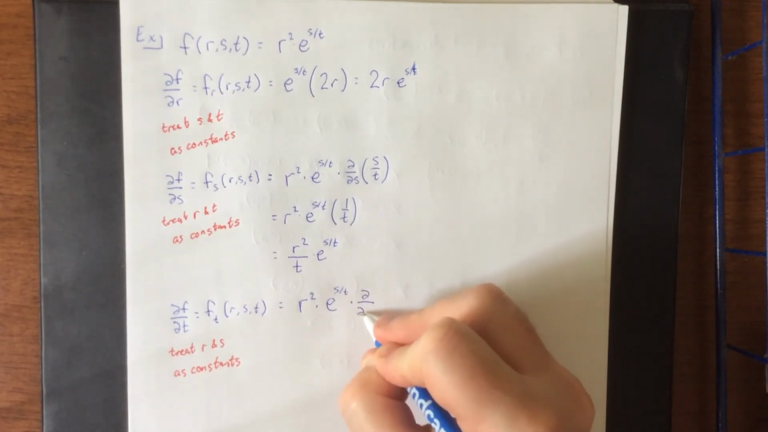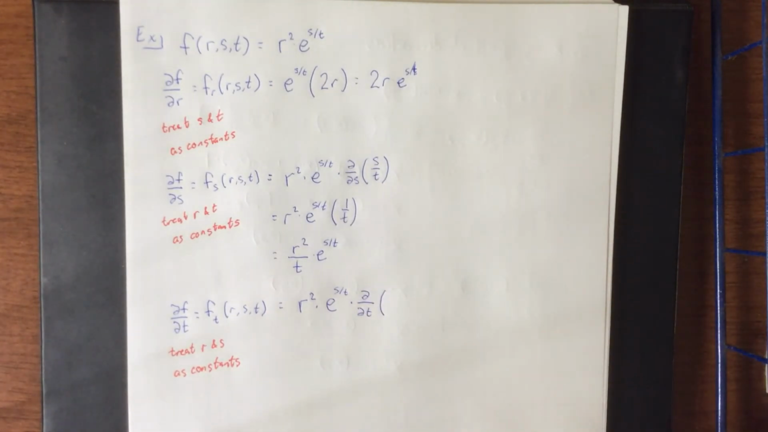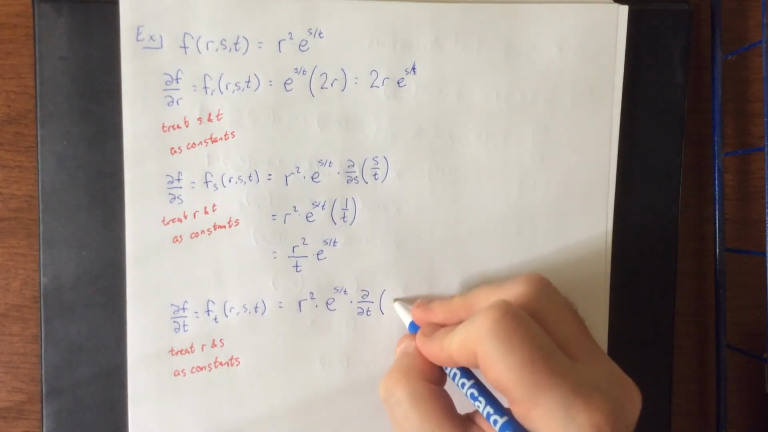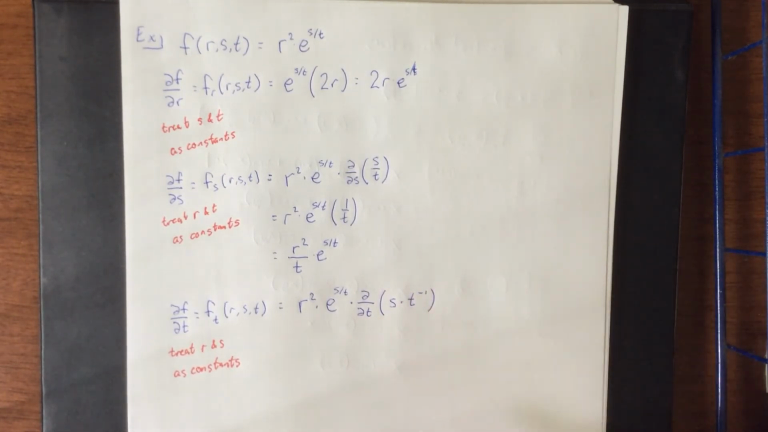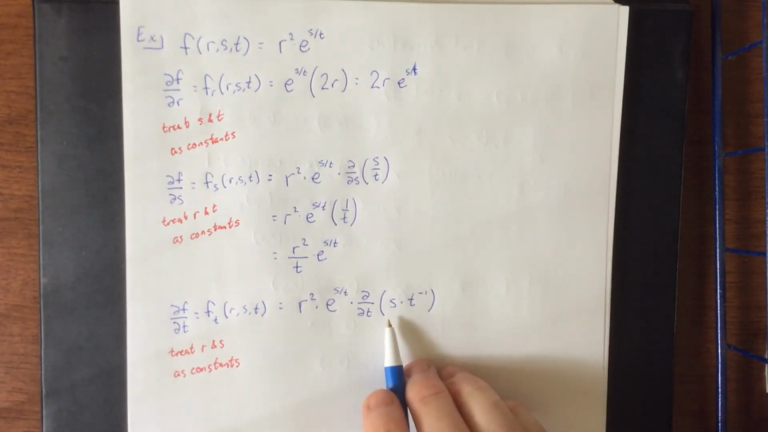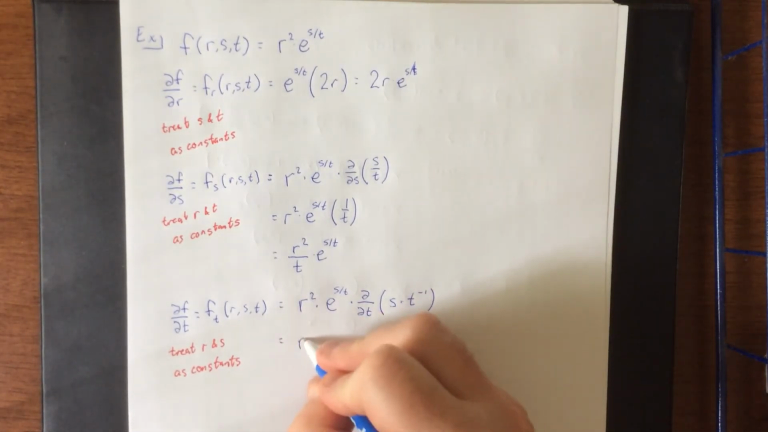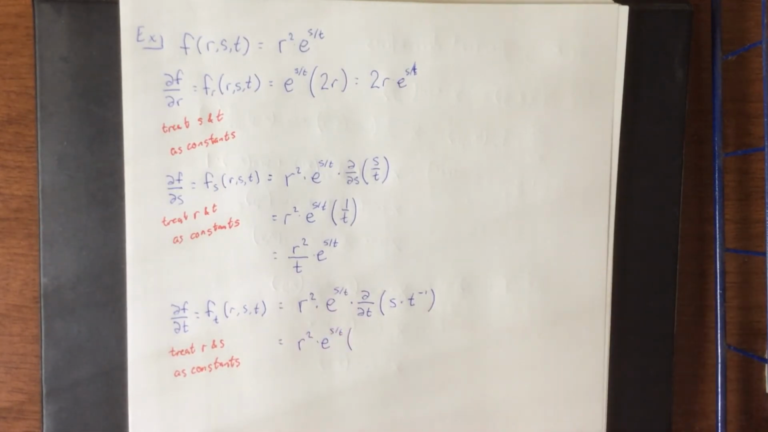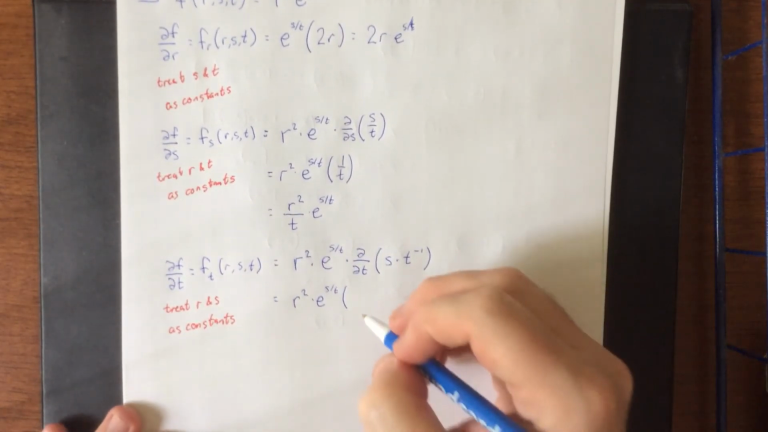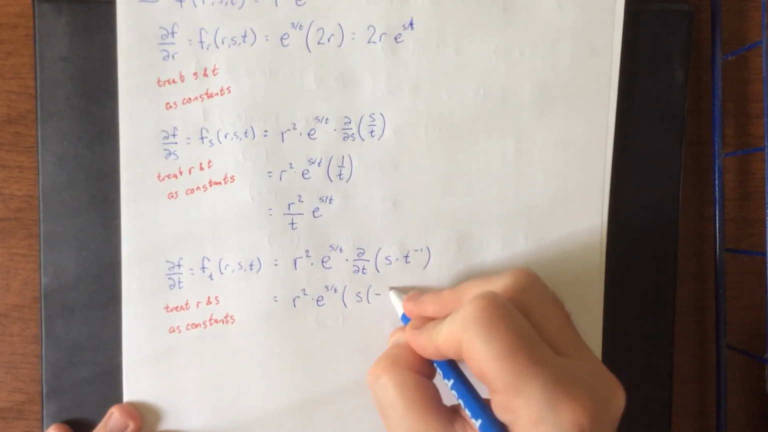And then we're going to take the derivative with respect to t of that numerator. Now, in anticipation of making this a little bit nicer, we're going to call this s times t to the negative 1 power, so that we can treat s as a constant multiple and apply the power rule to the t. So once again, r squared times e raised to the s over t power times. s is a constant multiple and can be ignored. t to the negative 1 power, we apply the power rule. We get negative t to the negative 2 power.